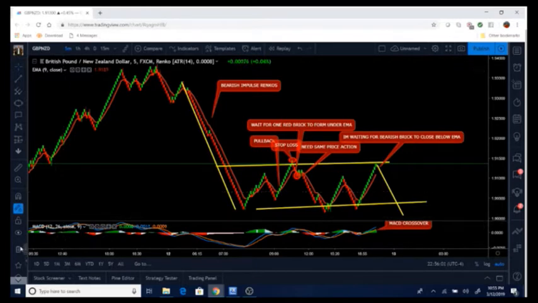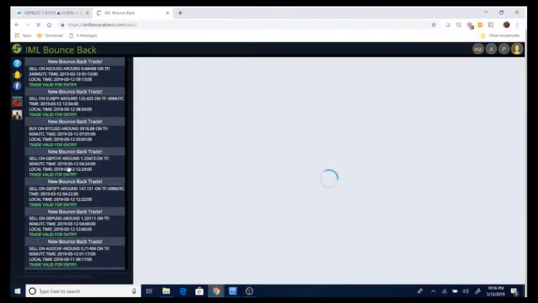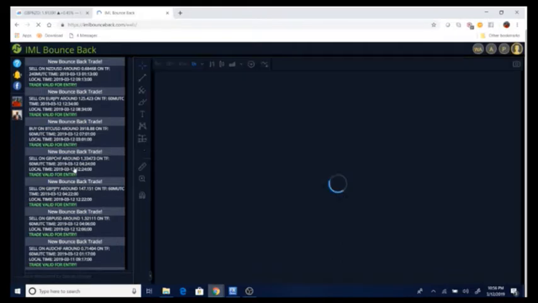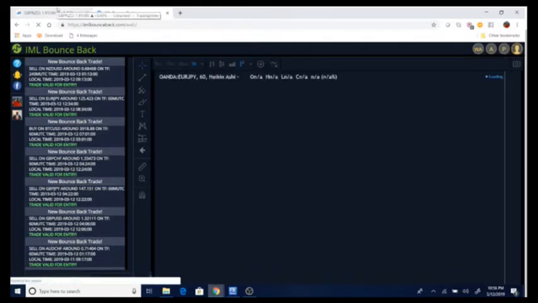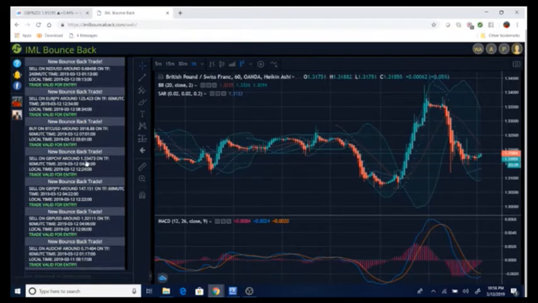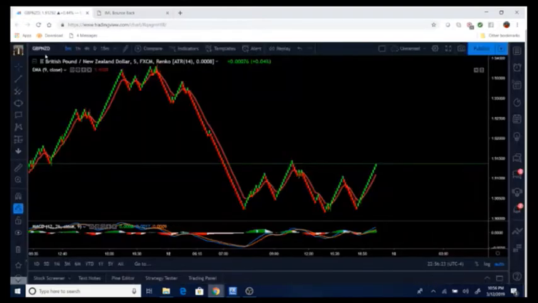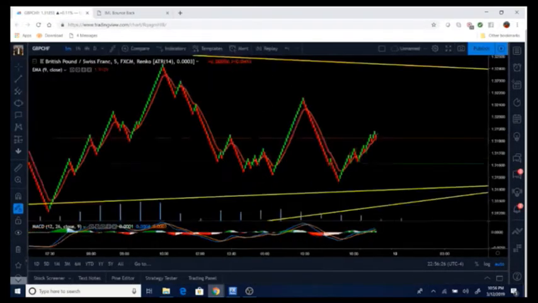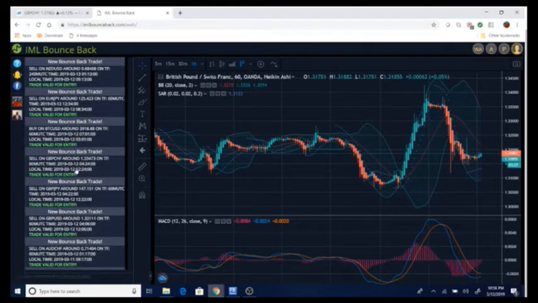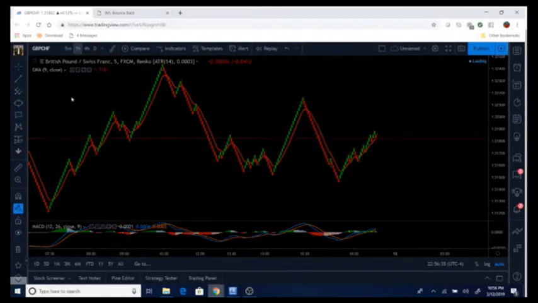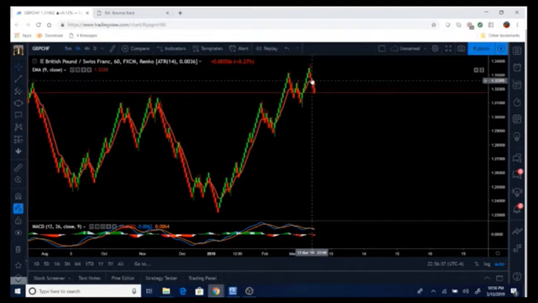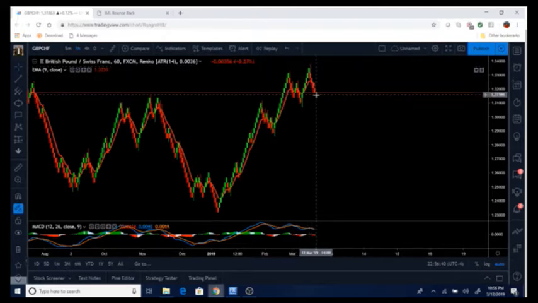So for those who are on Bounce Back, for example, let's say I bring up Bounce Back. Bounce Back called a sell on Great Britain Swiss franc. So here's a trick. It called it at 133.473. It called it on the 1 hour time frame, so let's go on the 1 hour time frame. You see, this was the down move for today on Bounce Back.